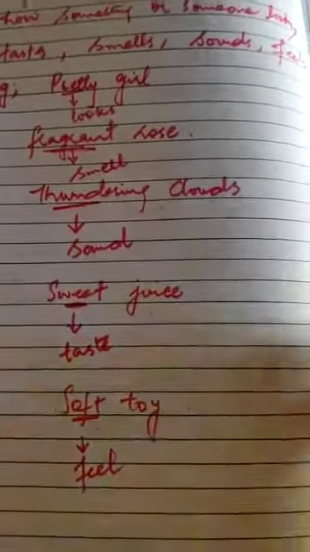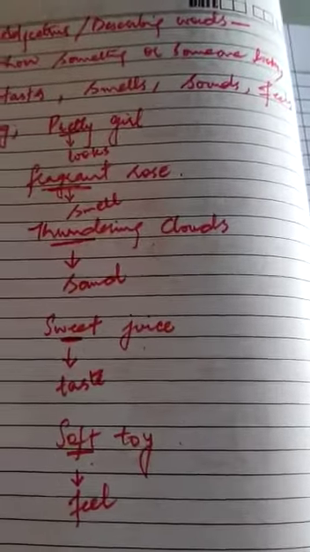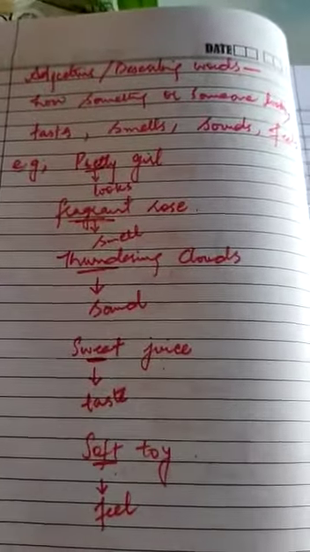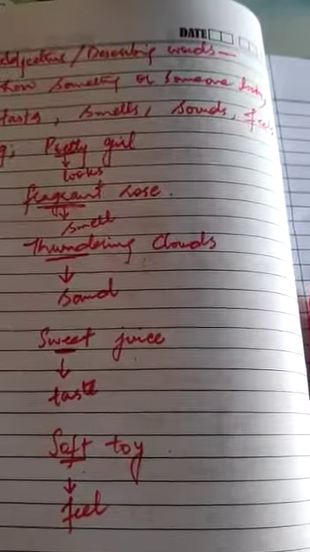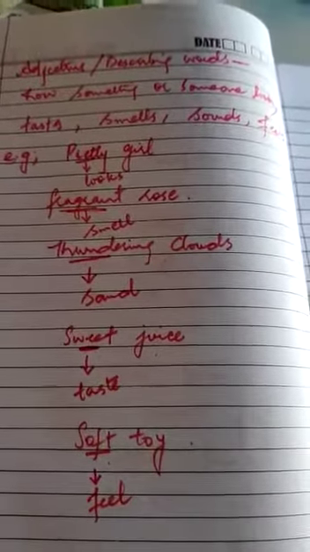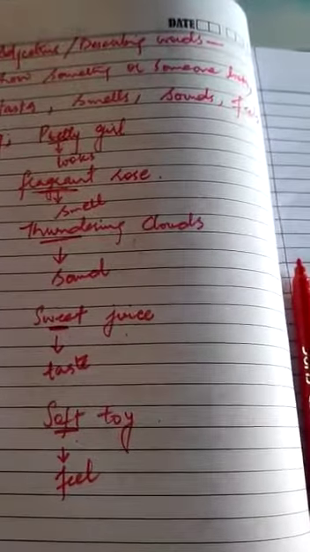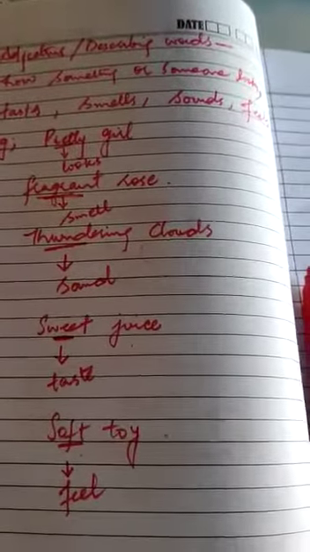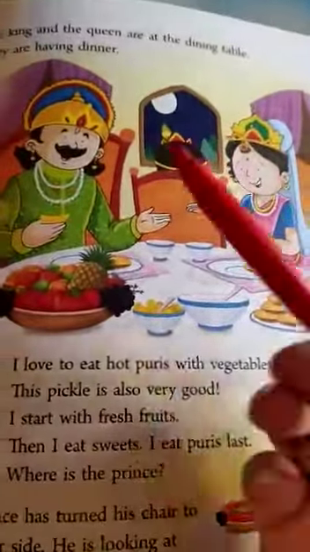So my dear students, today we learnt about adjectives or describing words. Again, we can say that adjectives or describing words are the words that describe the noun, that tell us more about the noun and also tell us how a noun looks, how a noun tastes, how a noun smells, how a noun sounds or how it feels. Quickly I would like to show you your textbook. You have read about this. What does Prince want? We can quickly have a glimpse of these pictures.